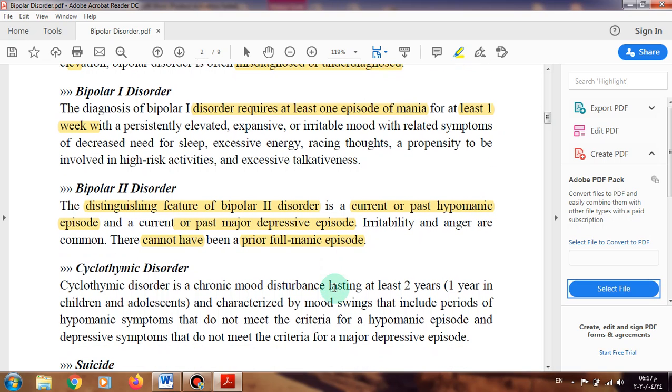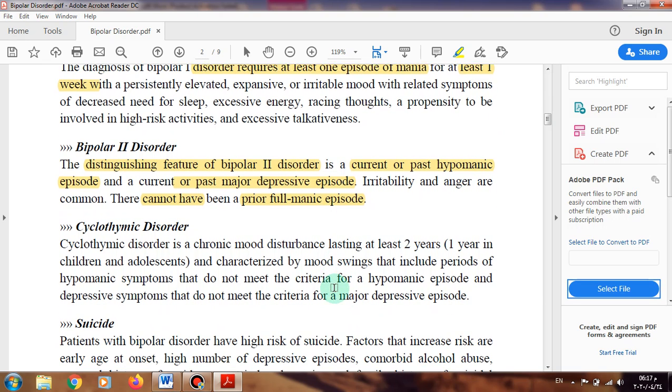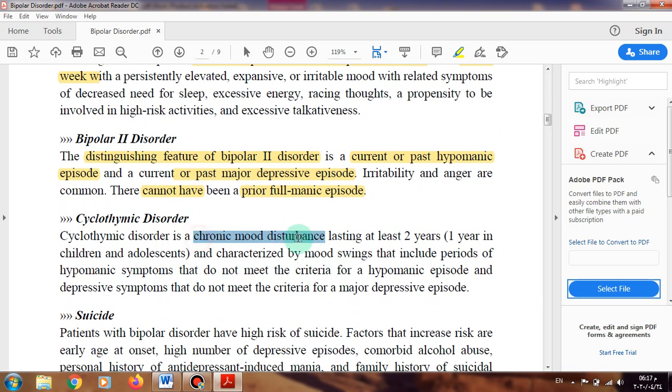Cyclothymic, we said, is a mild form of the mania and depressive episodes. Chronic mood disturbance lasting for at least 2 years, or 1 year in children and adolescents, and characterized by mood swing that include a period of hypomanic symptoms that do not meet the criteria for hypomanic episodes, meaning a mild form of hypomania, in addition to depressive symptoms that do not meet the criteria for the major depressive episodes or the mild form of depressive episodes.